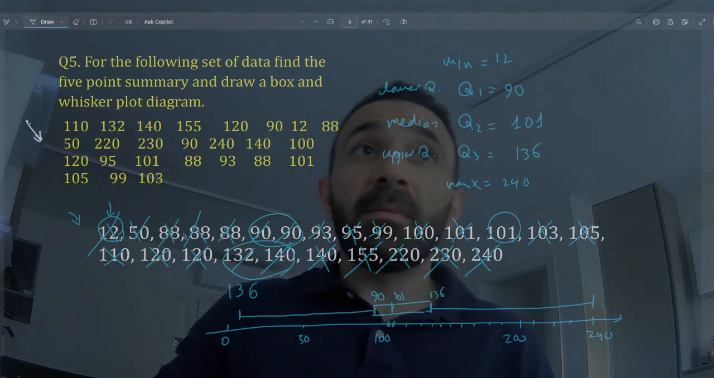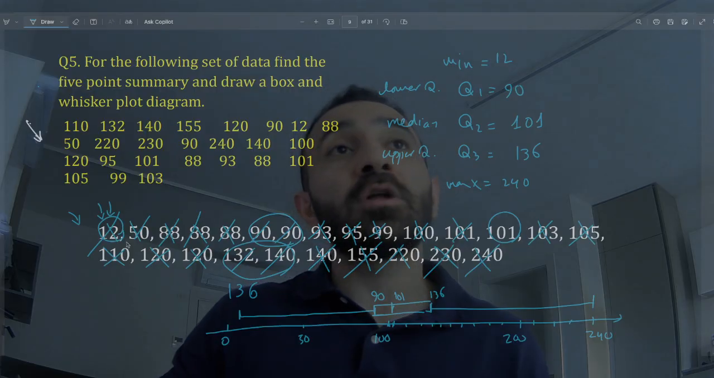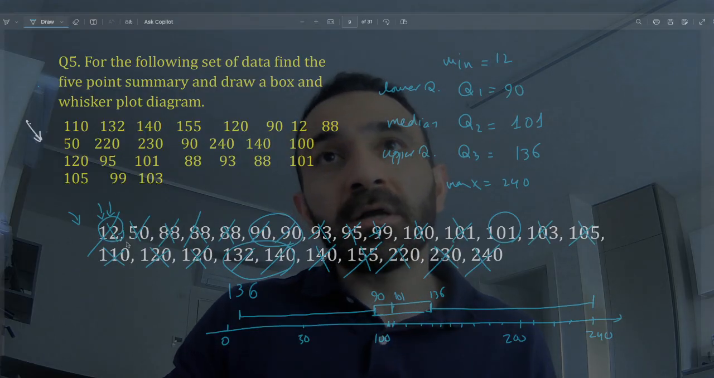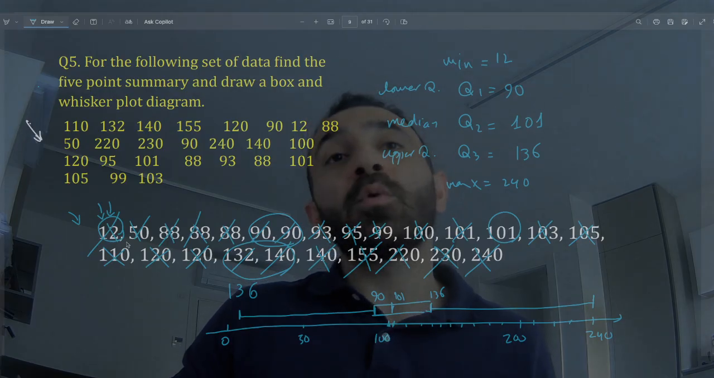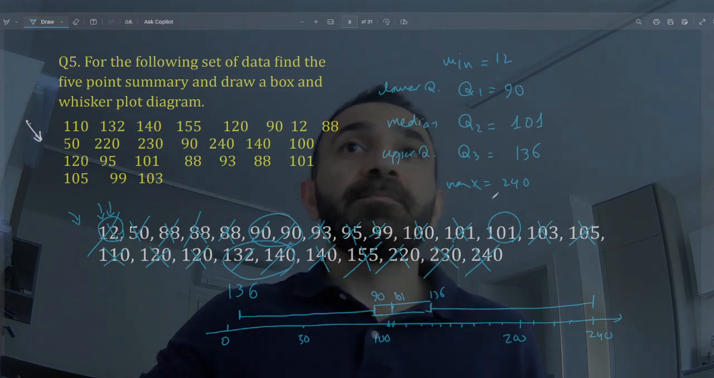It's very, very possible that this 12 here is an outlier, but the aim of this question is not to find the outliers. If you're supposed to find the outliers, we're going to ask it in the question to show the outlier, okay? That's it.